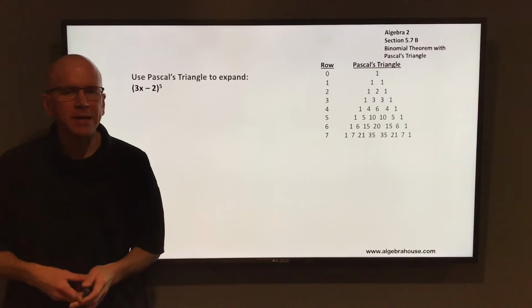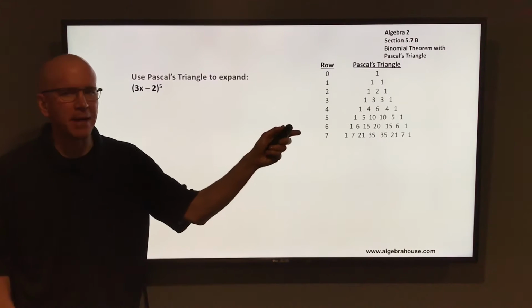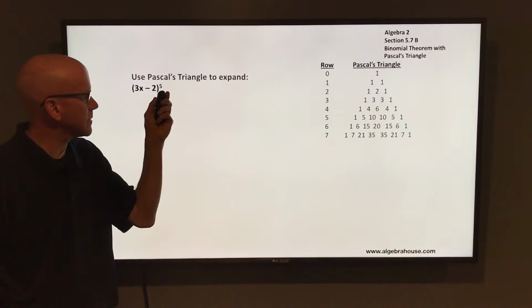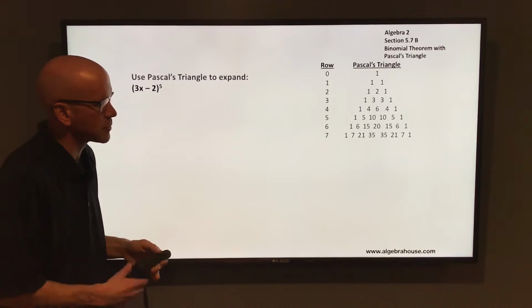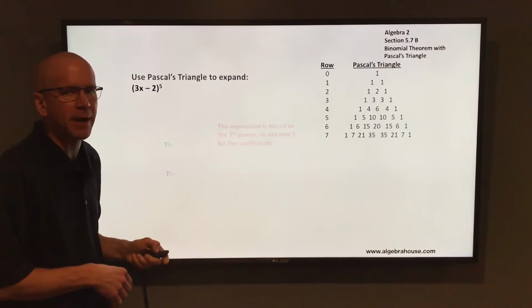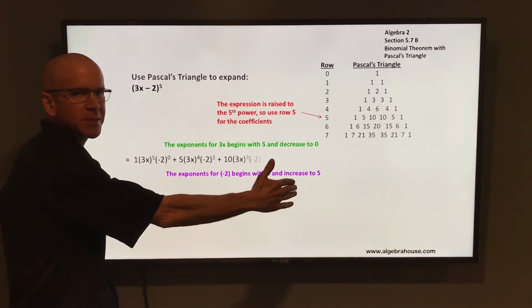Going to expand (3x - 2)^5 using Pascal's triangle. Since we're taking this to the fifth power, you want to look to row 5 on Pascal's triangle and space out those coefficients. Those coefficients are 1, 5, 10, 10, 5, and 1. Space those out across your paper.